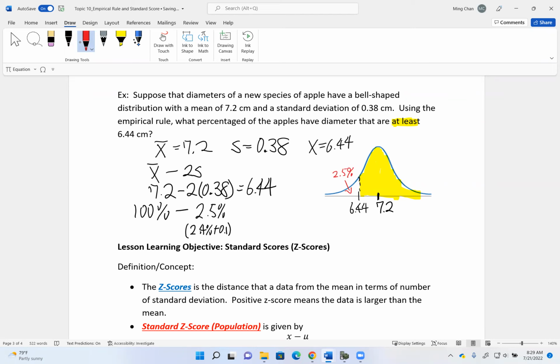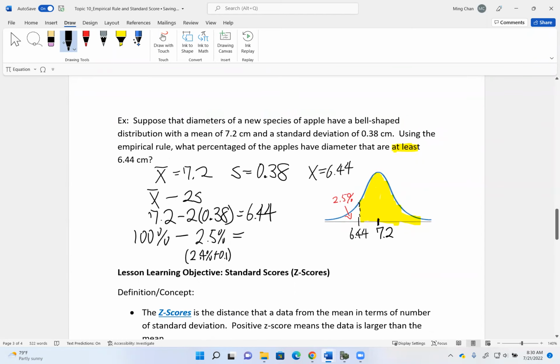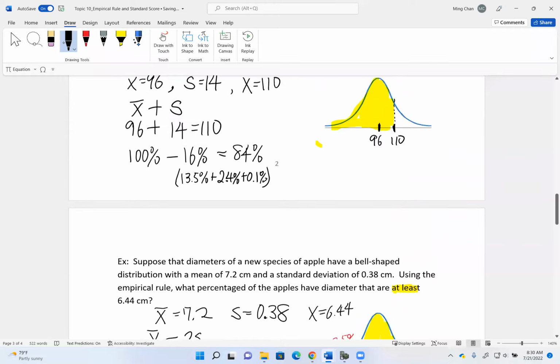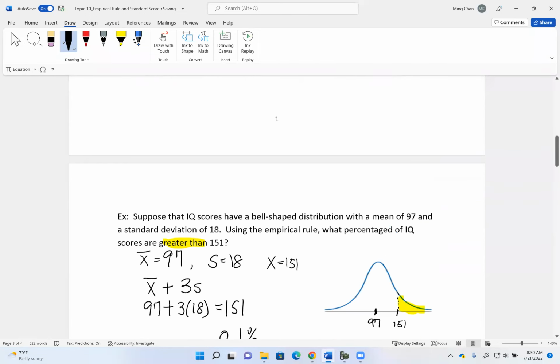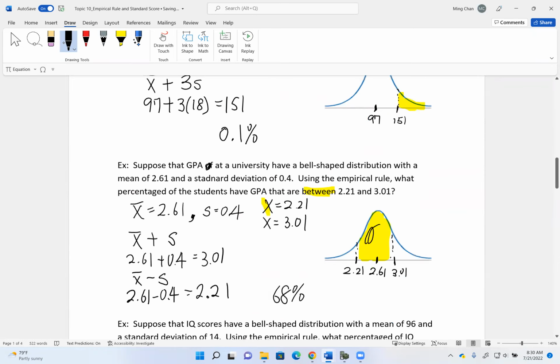So I take 100%, subtract what I don't want to get what I want. So my answer should be 100% minus what I don't want, which is 2.5. So that would be 97.